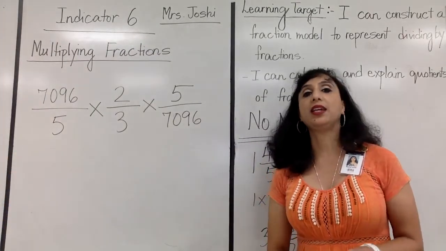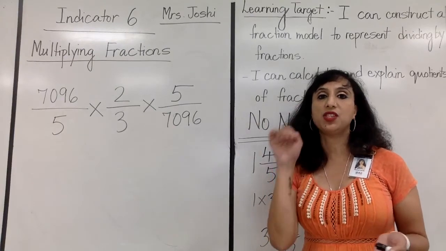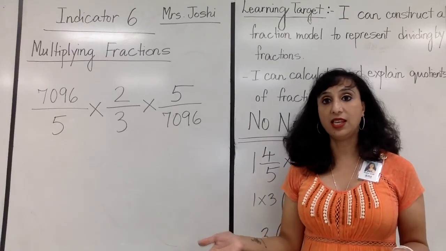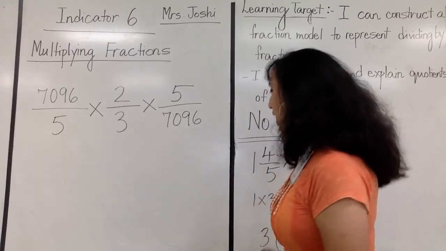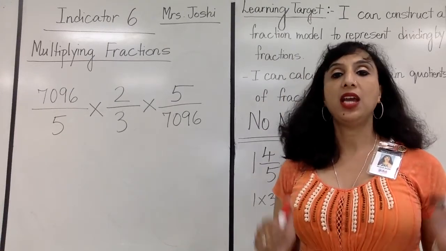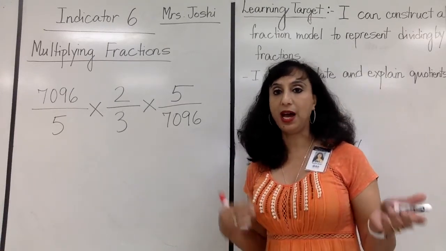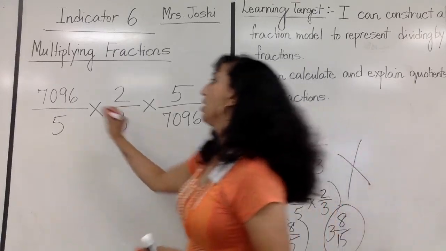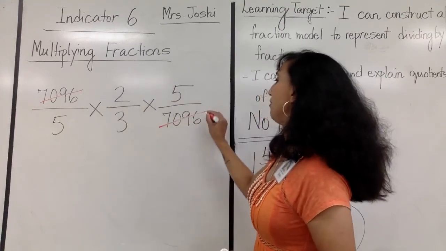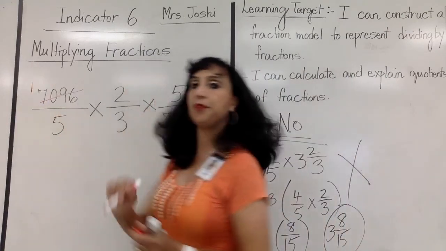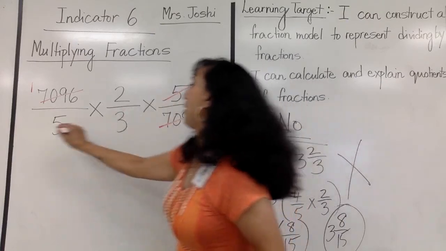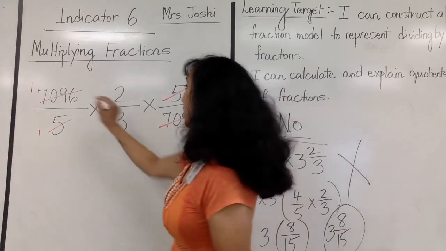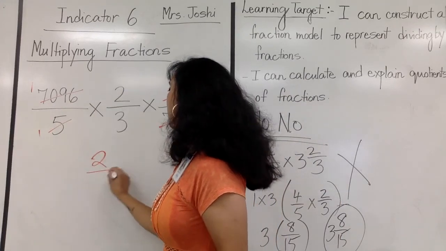Imagine doing all the long math and trying to do 7,096 times 2 times 5 over 5 times 3 times 7,096, when all I could have done was take any number from the top which is divisible by the bottom. So anything from the numerator divisible by the denominator. So look, 7096 is divisible by 7096 and we get 1. 5 is divisible by 5 and I get 1. And what's left is just 2/3.